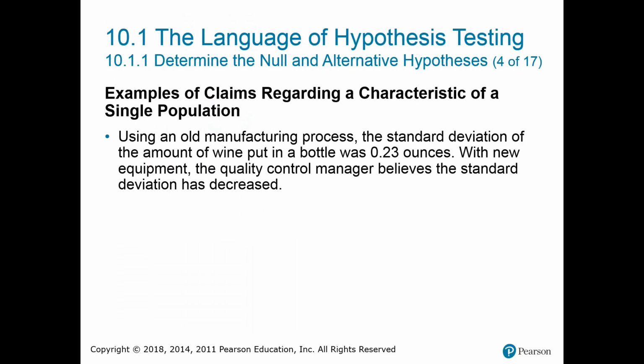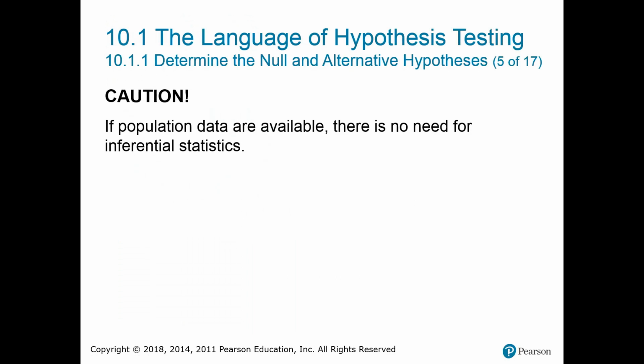Using an old manufacturing process, the standard deviation of the amount of wine put in a bottle was 0.23 ounces. With new equipment, the quality control manager believes the standard deviation has decreased. A word of caution from section 10.1, if population data are available, there is no need for inferential statistics, meaning you have all of the available data because you're looking at the full population.